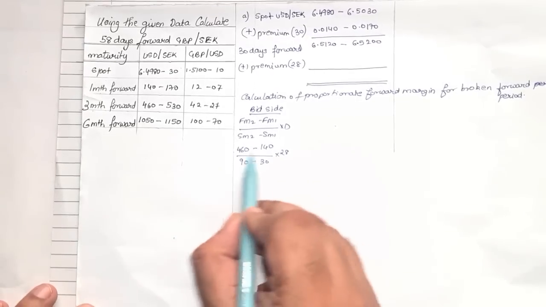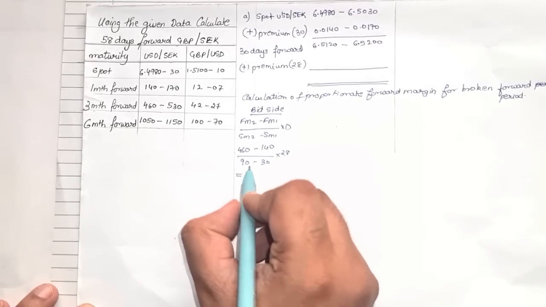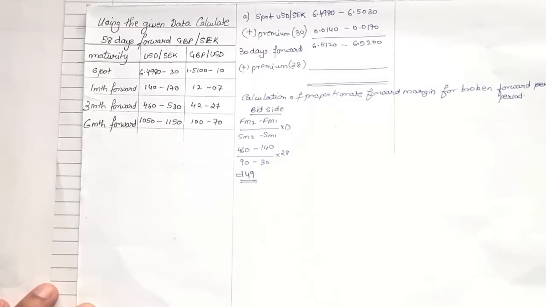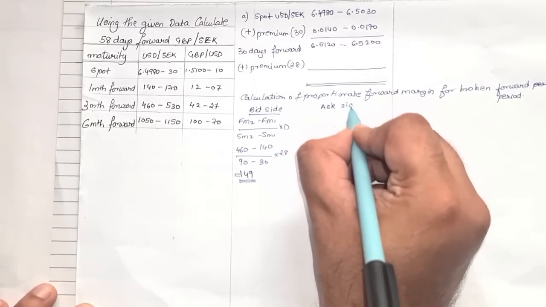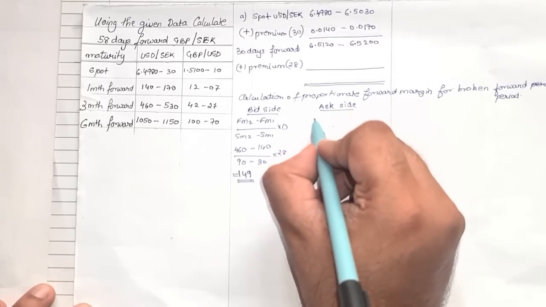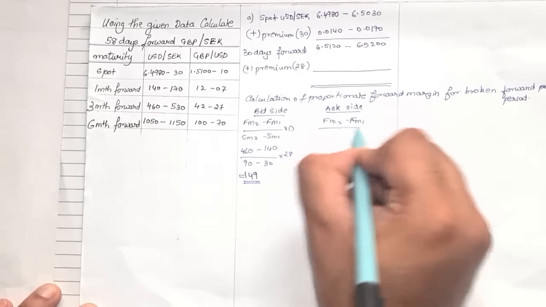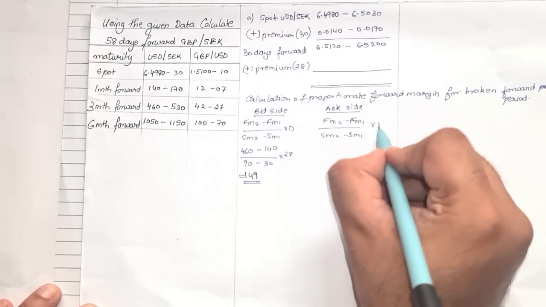So you subtract, you divide, you multiply, you should get the value as 149.3. To round it up, it will be 149. I'll take it as 149. Same way for the ask side, the formula remains same, fm2 minus fm1 upon sm2 minus sm1 into the days.